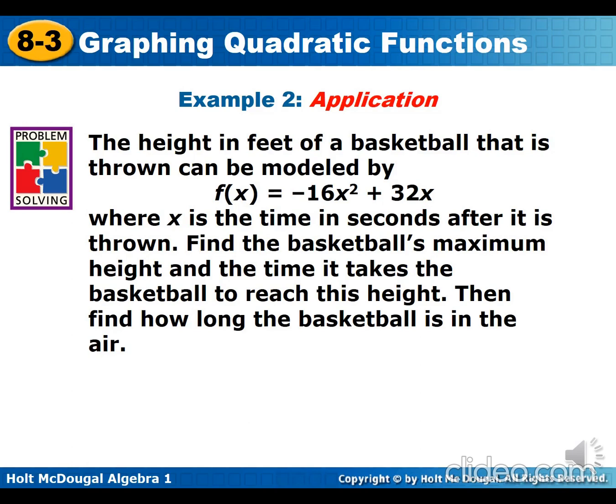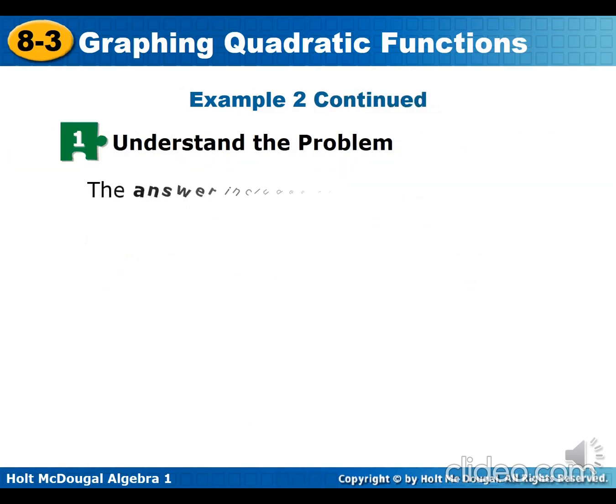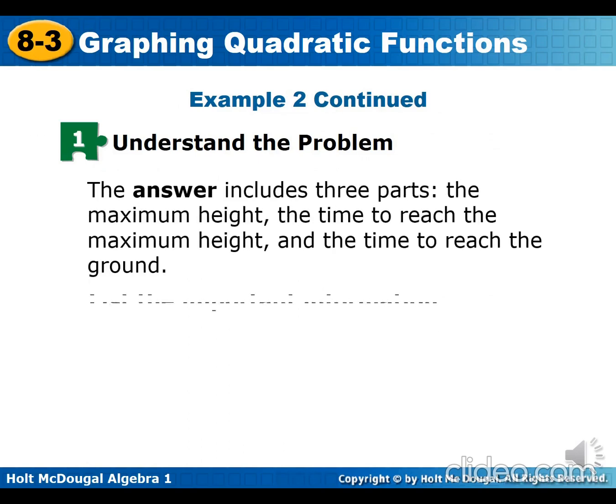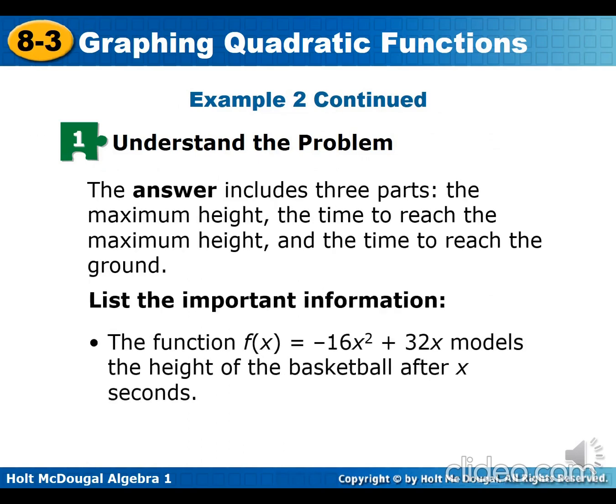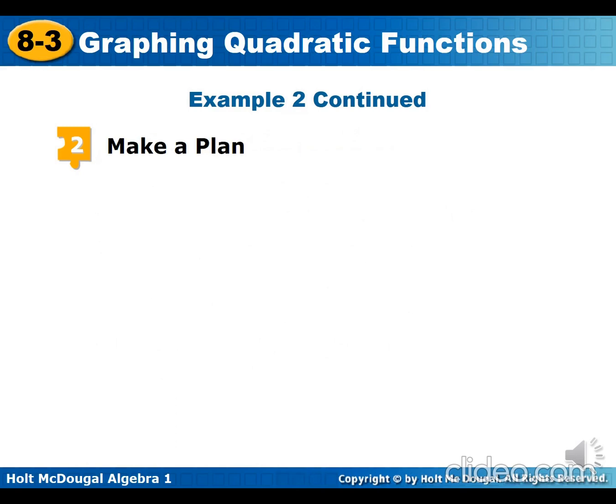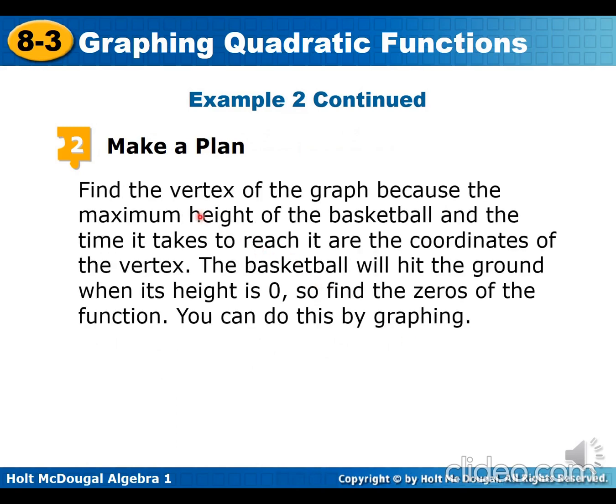So you want to find, in another term, the vertex. Let's understand the problem, and this is step 1. As you can see, we want to find the maximum. We want to find the time to reach the maximum, and then the time to reach the ground. And here's the only information that we have. What's the plan? If you find the vertex of the graph, this will be the maximum height and the maximum time. The maximum height will be represented by the y. The maximum time will be represented by the x.